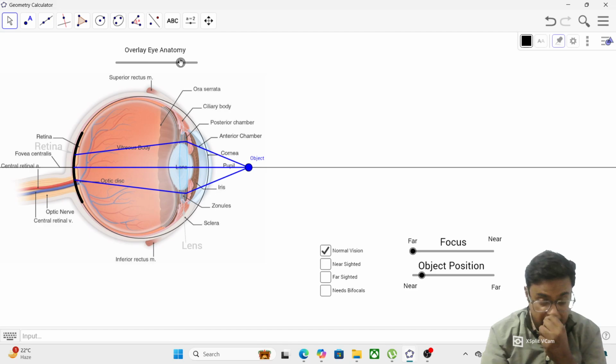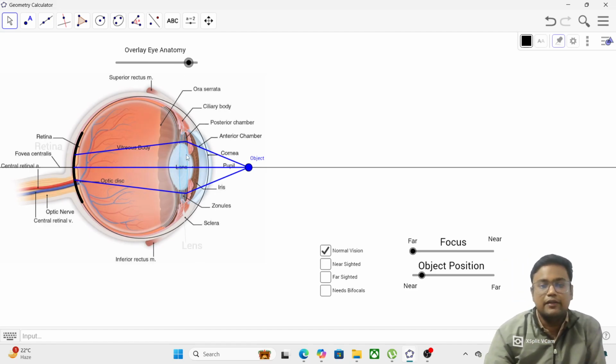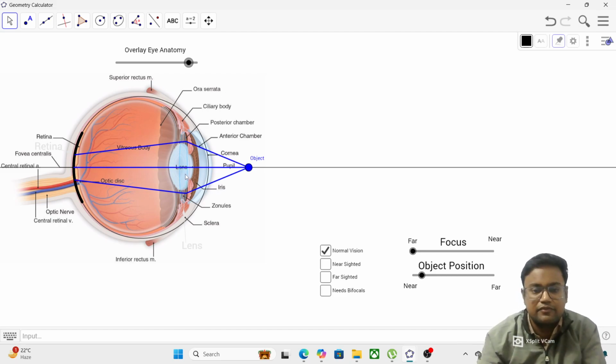So for that you should see how the human eye looks internally. This is the internal structure of the human eye, where you can see a lot of ciliary muscles trying to bend the lens. Sometimes they press the lens, sometimes they stretch the lens, right? And then you will see what is going to happen after I take this away.